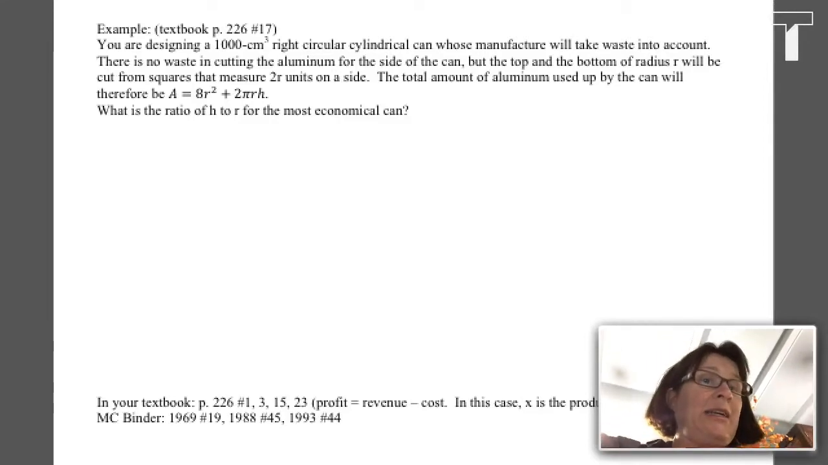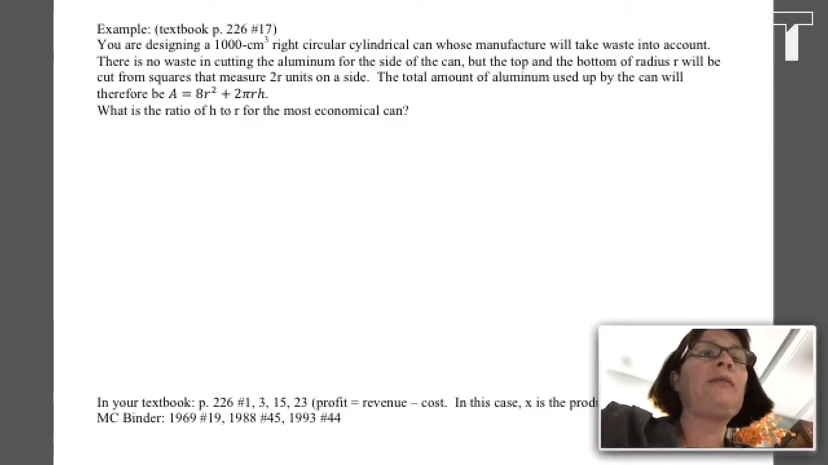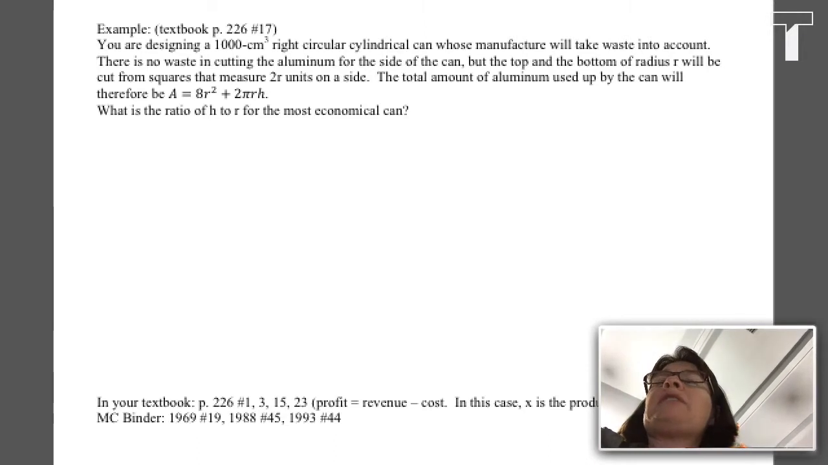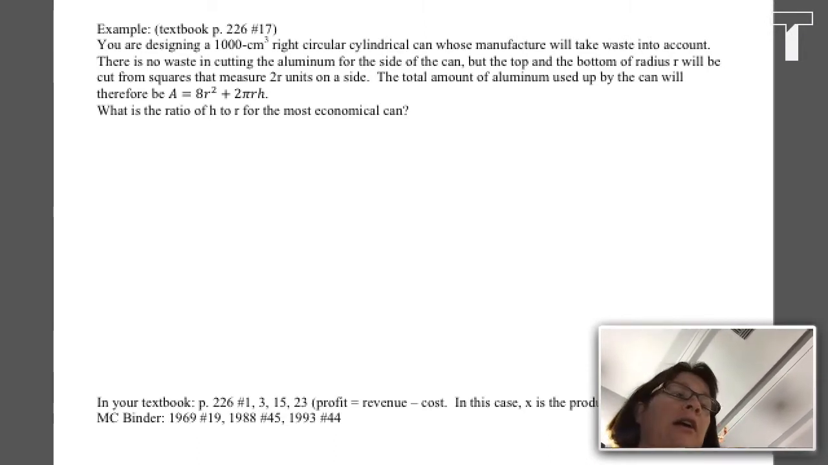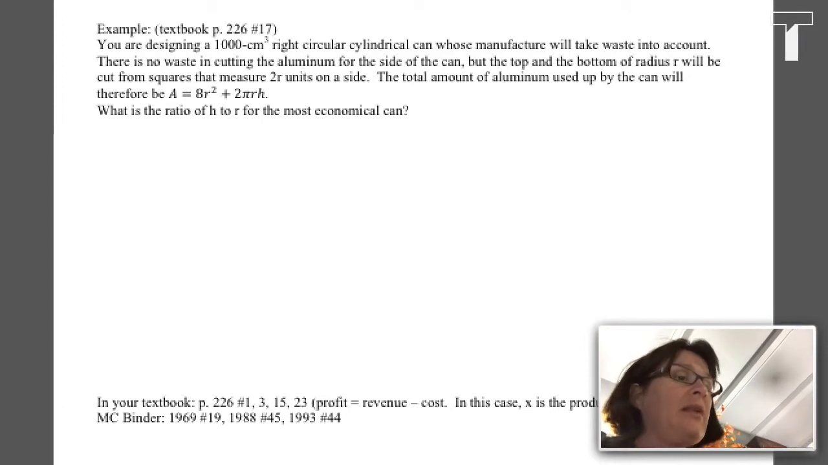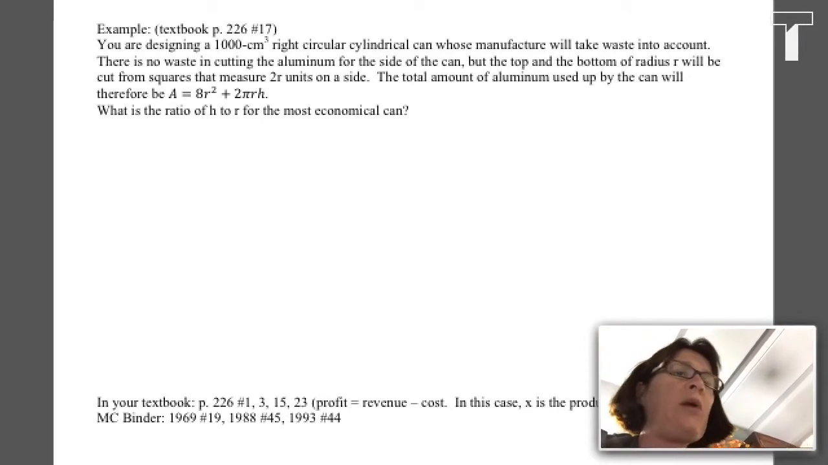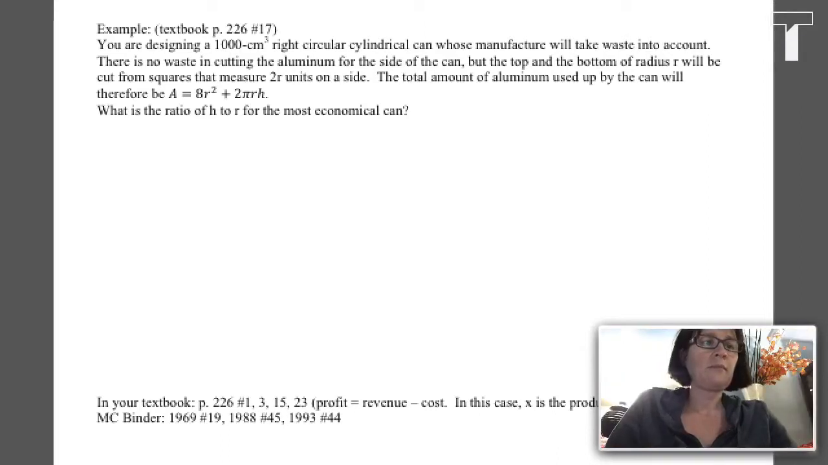Here we go with the last example for optimization. You can follow along. There's a textbook example about finding the surface area of an aluminum can that makes the cost as small as possible. This problem is similar, except we're told in this case that there is waste that comes from cutting out the tops of the can that we have to take into account.